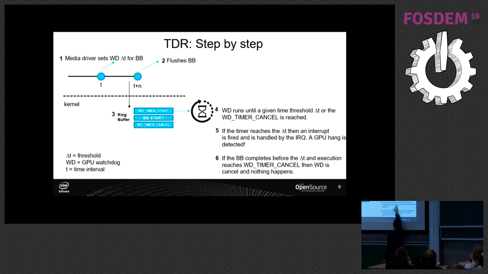If the timer reaches the threshold, so it goes from 50 milliseconds down to zero, when it reaches zero, an interrupt gets fired, and then it gets handled by our IRQ handler. And at that point, we've detected a GPU hang. That's basically how we're catching that the batch buffer caused the hang. If the batch buffer, on the other hand, completes before the threshold value that you've set and it reaches the cancel instruction, then the watchdog timer gets canceled and nothing happens. So that means that batch buffer is fine and there's no hang.